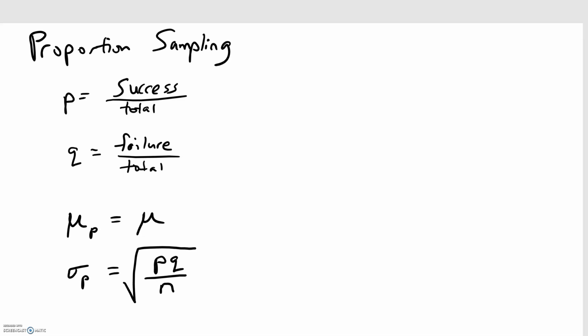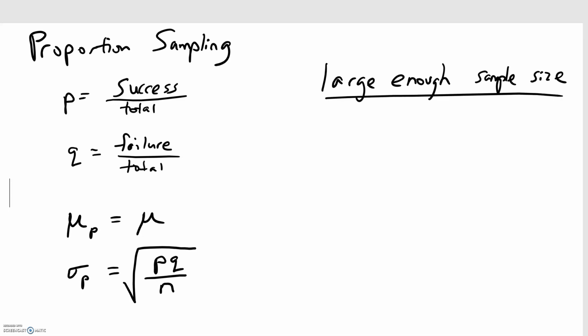The last thing for this section is we need to make sure we have a large enough sample size so that these formulas work. So we need a large enough sample size. How do we calculate that? Well, for the successes, the formula that we're going to need to use to make sure the sample size is large enough is N times P, and that's going to have to be greater than or equal to 10.